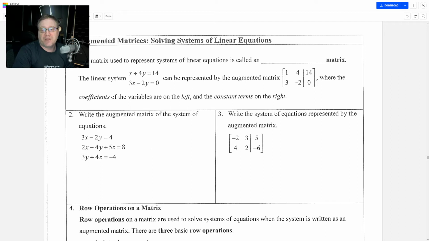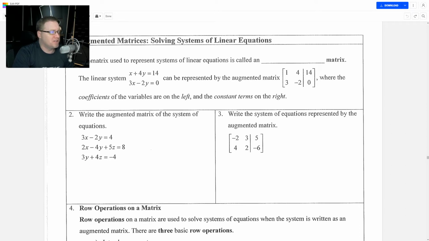All right, today we're going to be learning another way. We've learned two already. We've learned Cramer's rule. We've learned how to use inverse matrices to solve systems of equations. Today we're going to learn another way of solving systems of linear equations using matrices.